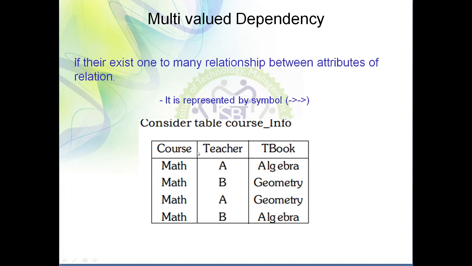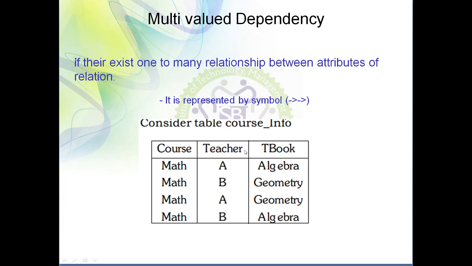If yes, between which two attributes does there exist a multi-value dependency? So between course and teacher, can I say there exists a multi-value dependency? The answer is yes, a one-to-many kind of relationship. Course is one, math, but teacher is two, A and B. So between course and teacher there exists a multi-value dependency because there exists a one-to-many kind of relationship.